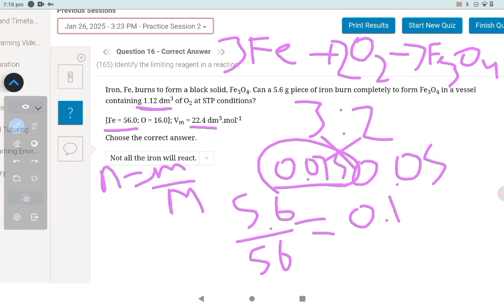0.1. Now 0.1 is greater than 0.075. So iron is the limiting reagent, because we don't need the complete 0.1. We only need 0.075. We don't need the whole amount of it. That's why not all the iron will react. Only 0.075 mole, we're not going to use the rest. That's why iron here is the limiting reagent.